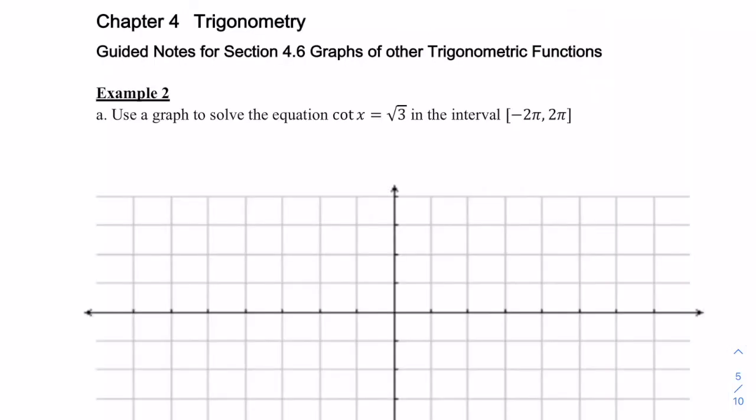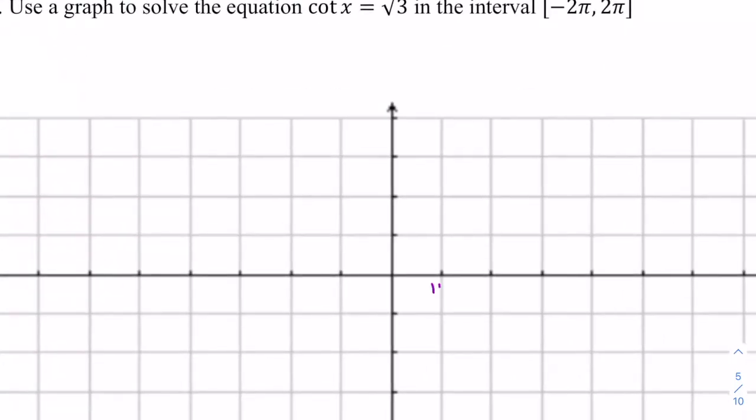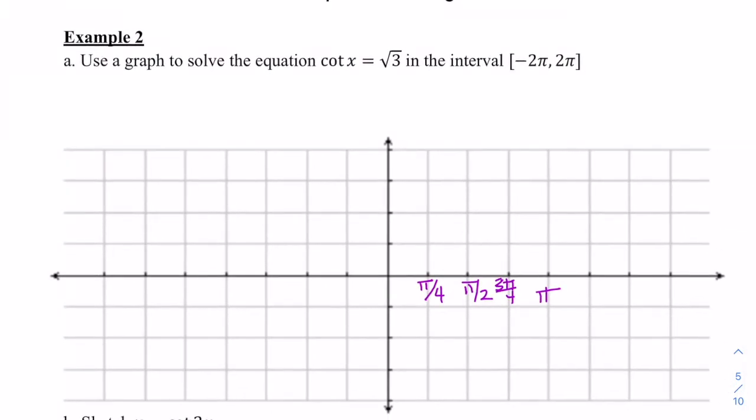Now for this problem, we're going to use a graph to solve the equation cotangent of x equals root 3. Now remember, we had said that the period is pi, and we also said that the asymptotes were at 0 and pi. So I'm just going to label this. So we have pi over 4, pi over 2, 3 pi over 4, and pi. And essentially I'm just going to have pi over 2 each time. So here we have 3 pi over 2, and then 2 pi.